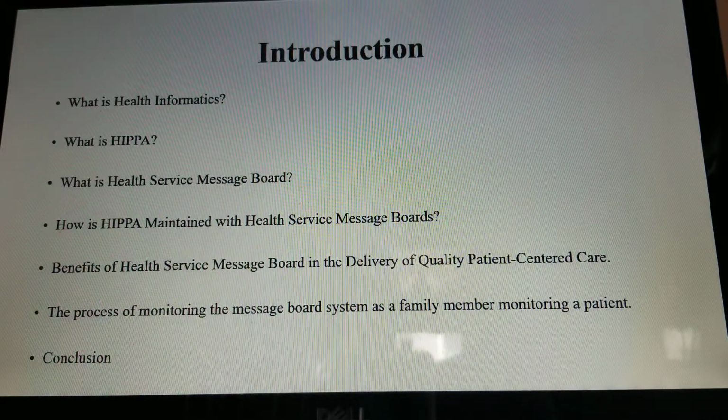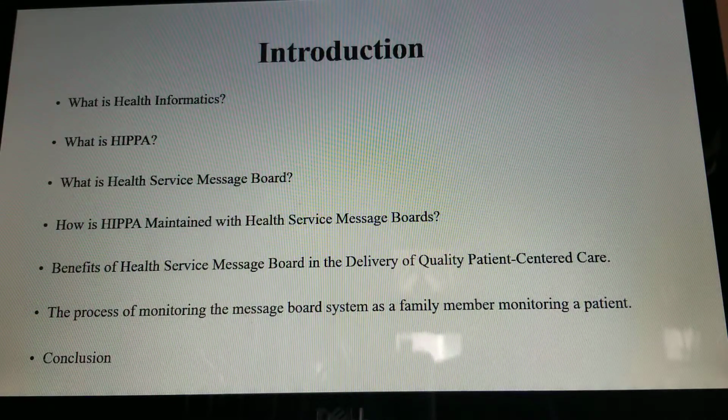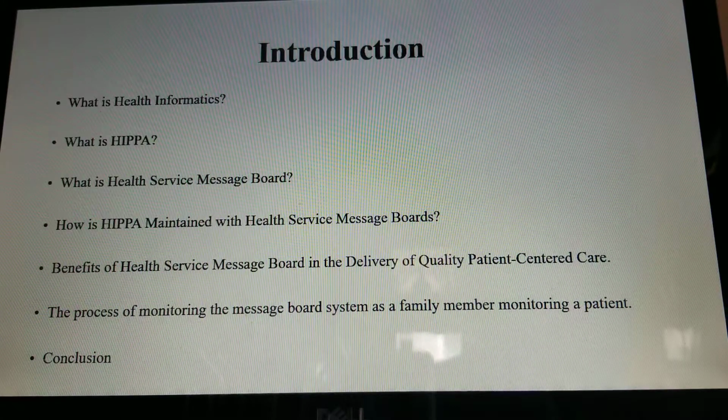Introduction. Today we'll be discussing what is health informatics, what is HIPAA, what are health service message board systems, how HIPAA is maintained with the health service message boards, the benefits of the health service message boards in the delivery of quality patient-centered care, and the process of monitoring the message board system as a family member who is monitoring their patient. The conclusion.